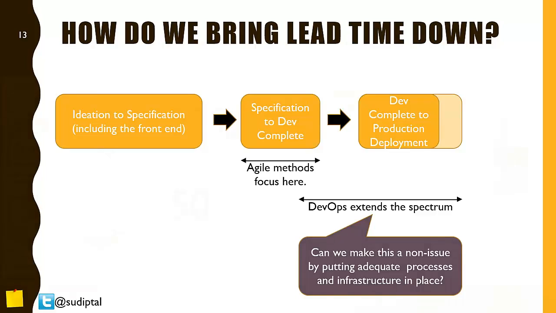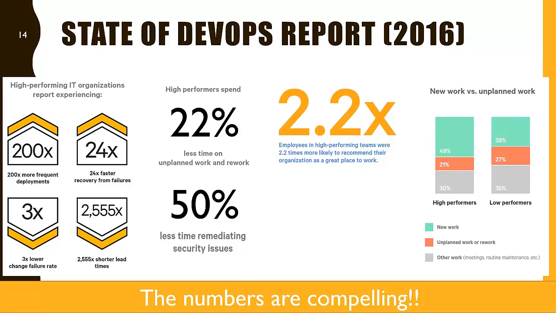So if you look at the State of DevOps report out of 2016, the 2017 report was just published a couple of weeks back, if I remember correctly. But if you look at the 2016 report, the numbers are very compelling. The magnitude of the high-performing IT organizations, how far they were ahead compared to the low-performing IT organizations, the difference is very stark. The high-performing IT organizations could do 200 times more deployments, could recover from failure 24 times faster, things like that.